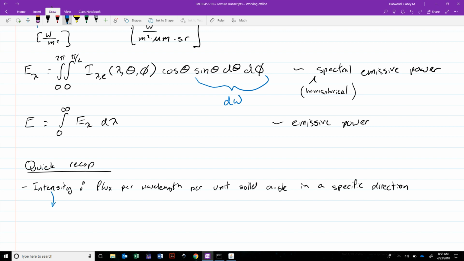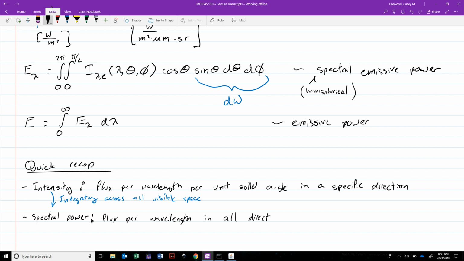Then by integrating across all visible space, we end up with the spectral power, which is the flux per wavelength in all directions.